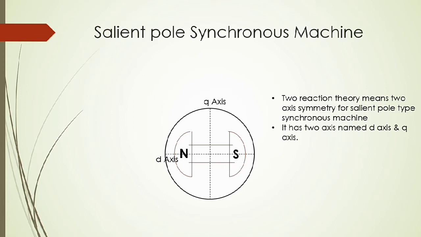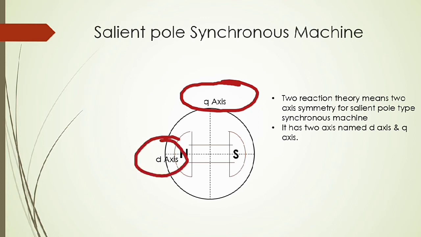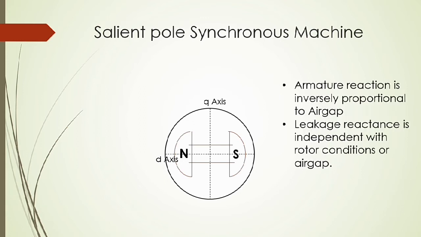So what is the single axis symmetry? Single axis symmetry, that means in cylindrical type of synchronous machine we have seen there is a single type of symmetry. Here you have to use two axes actually. Okay, because in this case you have to use the two axes, d axis and q axis. This is the d axis and this is the q axis. So how we define the d axis and the q axis, we will tell you in my next slide actually.